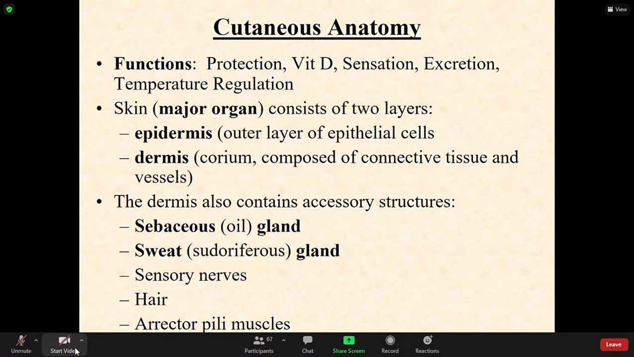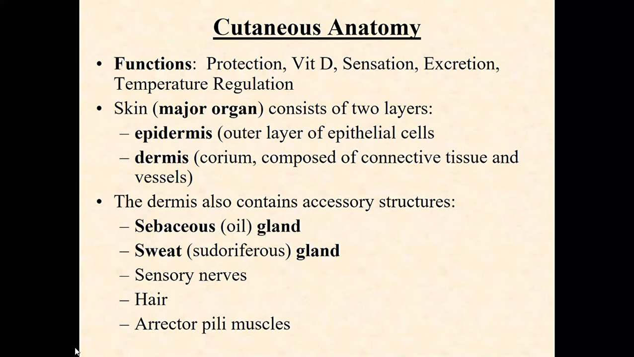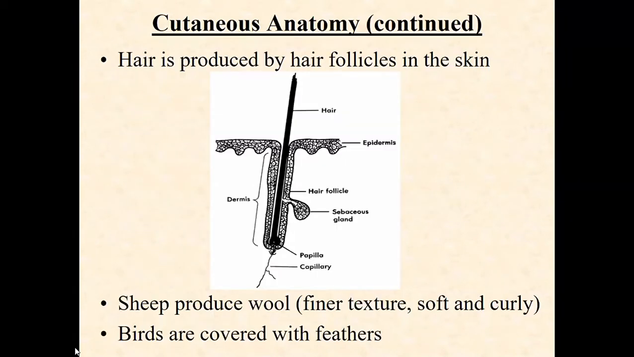The dermis also contains accessory structures. So you have the subcutaneous glands, the oil and sweat glands, you have your sensory nerves, your hair, and arrector pili muscles. And on the following slide, we will see those as labeled.